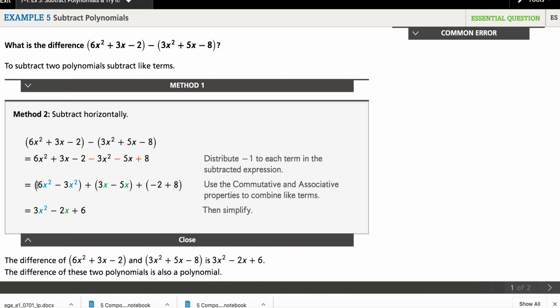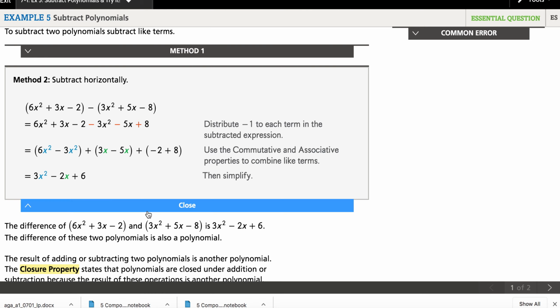How do we combine like terms? 6x squared and negative 3x squared are like terms because they have the same variable and contain the same exponent. So we can combine them. And 3x and negative 5x have the same variable with the same exponent, which is 1. And the negative 2 plus 8 are the constants. The final answer is equal to 3x squared minus 2x plus 6.